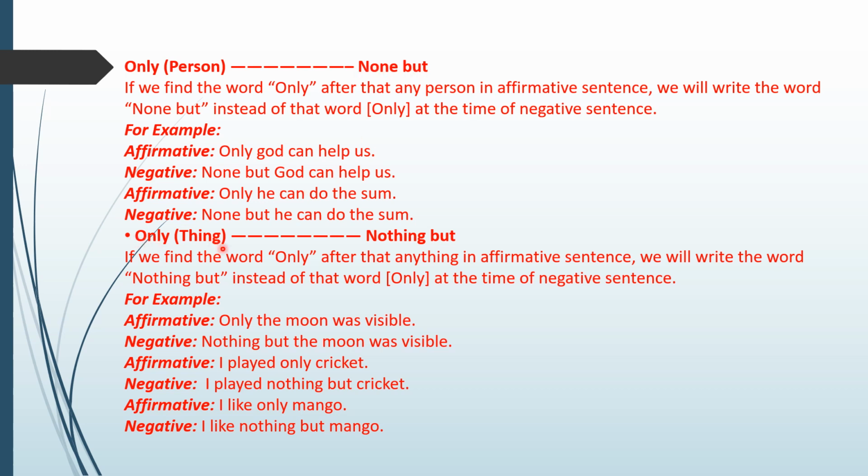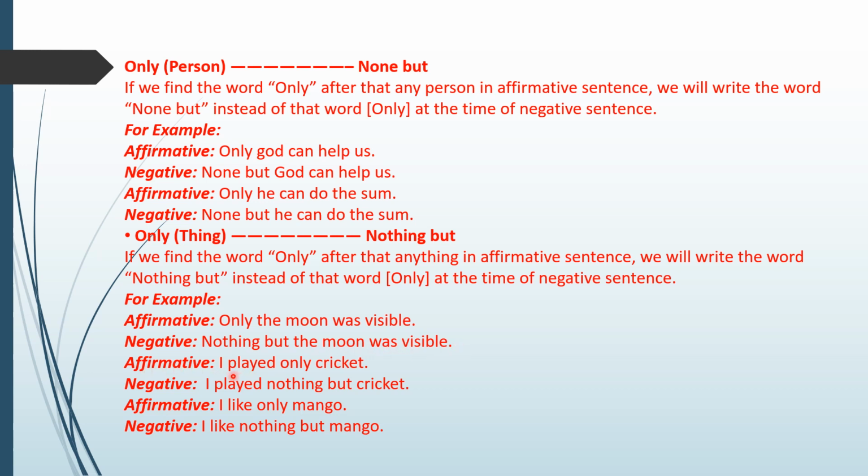If there is only and there is a thing, then you will write nothing but. So if there is only or anything or a thing in the affirmative sentence, we will write the word nothing but instead of the word only at the time of changing the sentence into negative. Look at the example. Only the moon was visible. So you see there is only in the affirmative. There is a thing, the moon. So in the negative you will write nothing but instead of only. So nothing but the moon was visible.